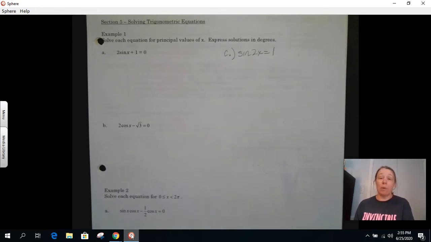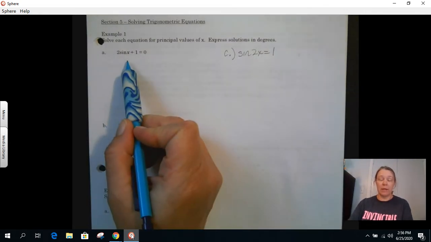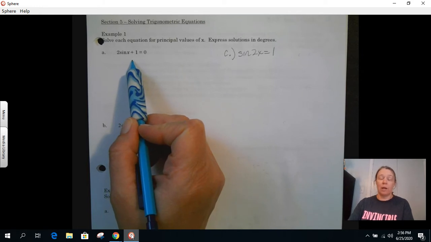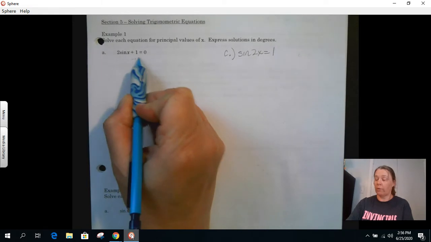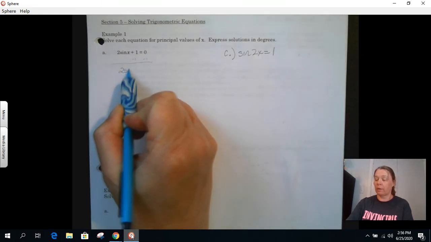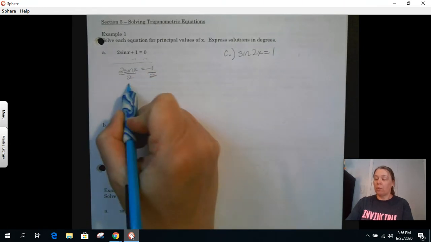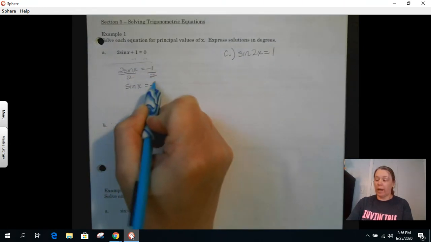So the idea is that we want to get the x by itself. If you look at part A, if that didn't have a sine of x and you just had to get x by itself, think, okay, what would your first instinct be to solve that? You might say, I'm going to subtract the 1 from both sides and then maybe divide by 2. And you get to the point where you have sine of x equals negative 1/2.